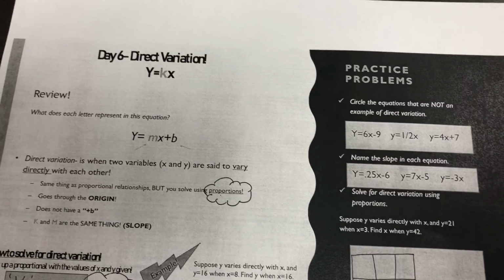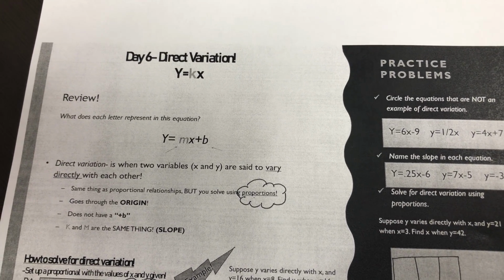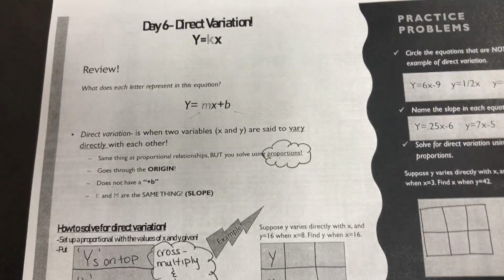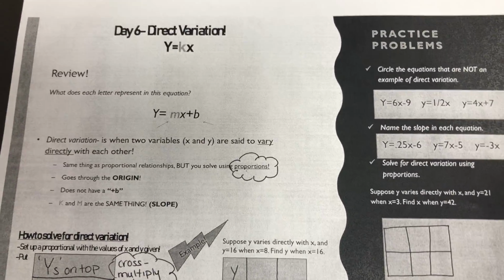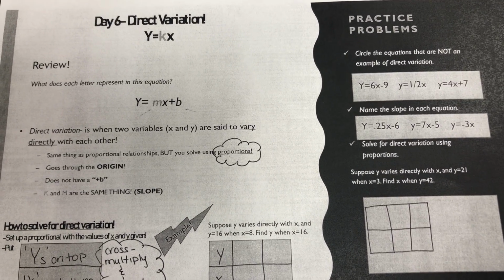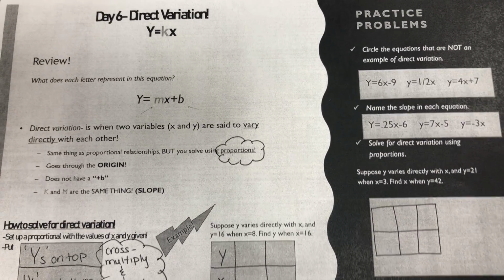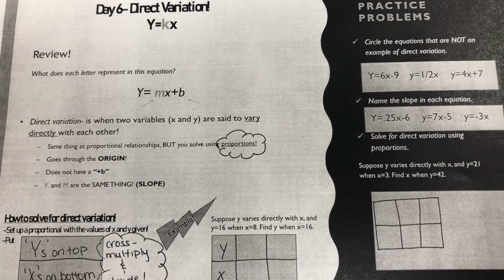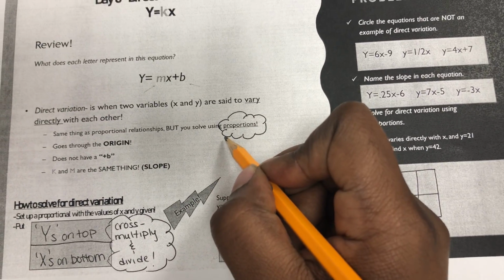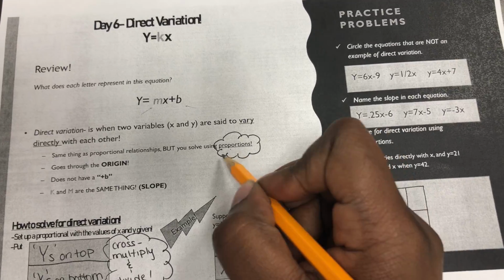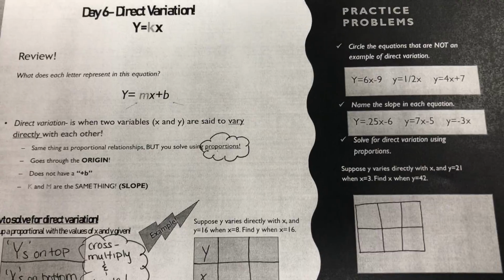Today we're going to be going over what's called direct variation, which is actually a lot like proportions. It's the same thing as proportional relationships, which is what we did yesterday, where we were trying to figure out if something had a proportional relationship, and if it went through (0, 0), and all that good stuff. It's the same thing, just under a different name. And then you solve direct variations using proportions instead of the same exact type of stuff that we did yesterday.